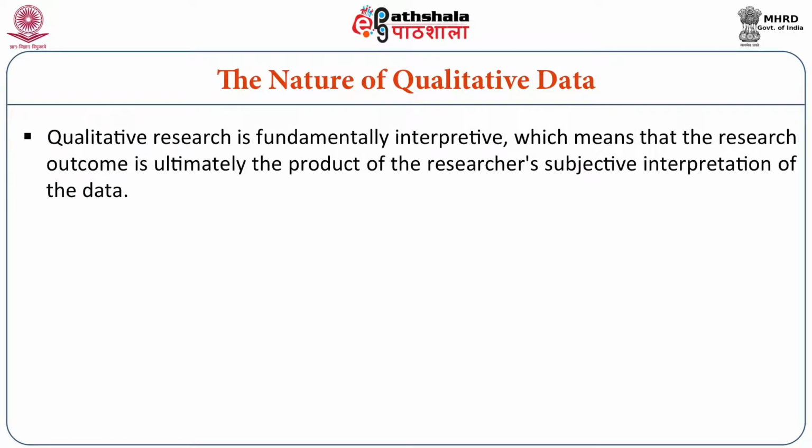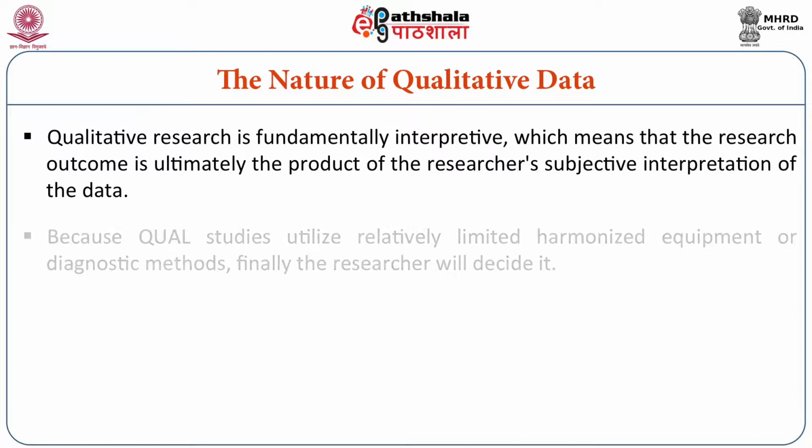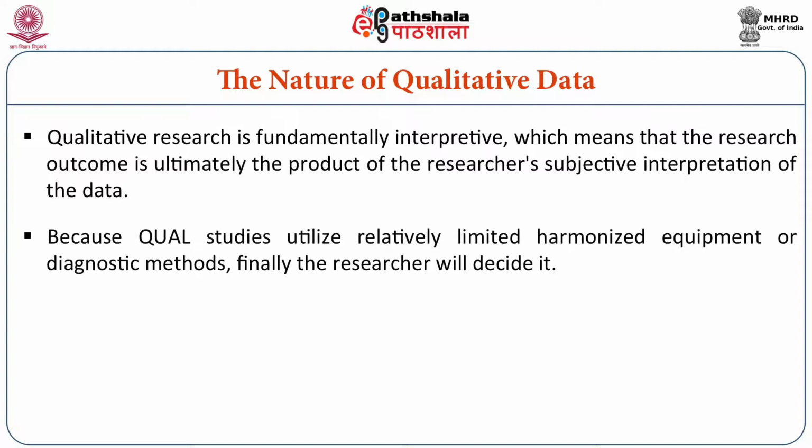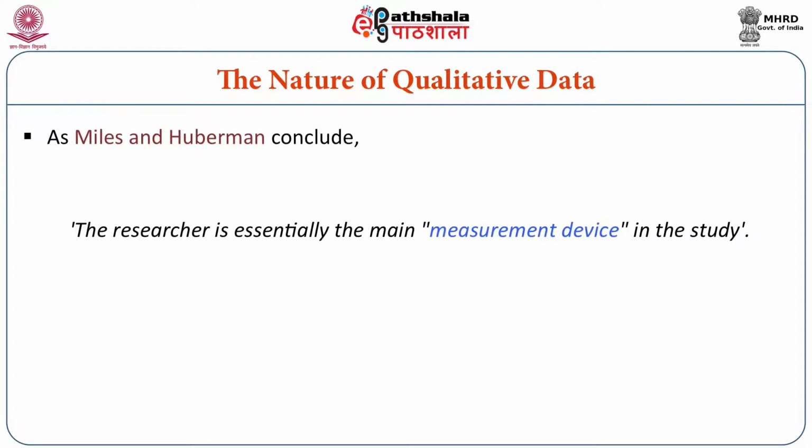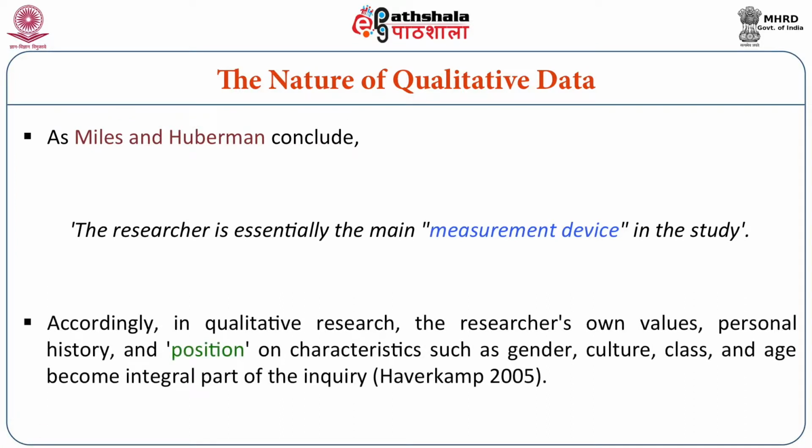Qualitative research is fundamentally interpretive, which means that the research outcome is ultimately the product of the researcher's subjective interpretation of the data. Because qualitative studies utilize relatively limited standardized equipment or diagnostic methods, finally the researcher will decide. I quote the words of Miles and Huberman, who concluded that the researcher is essentially the main measurement device in the study. Accordingly, in qualitative research, the researcher's own values, personal history, and position on characteristics such as gender, culture, class, and age become an integral part of the inquiry.